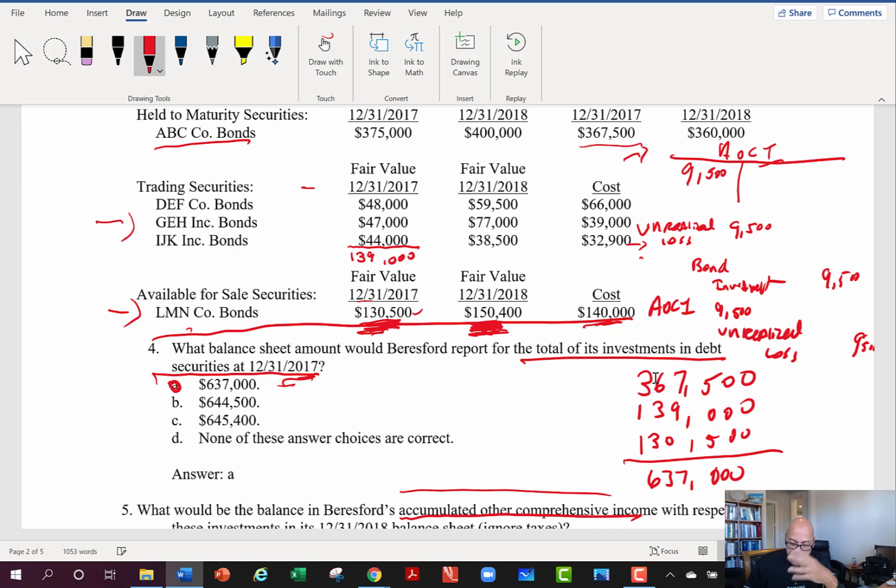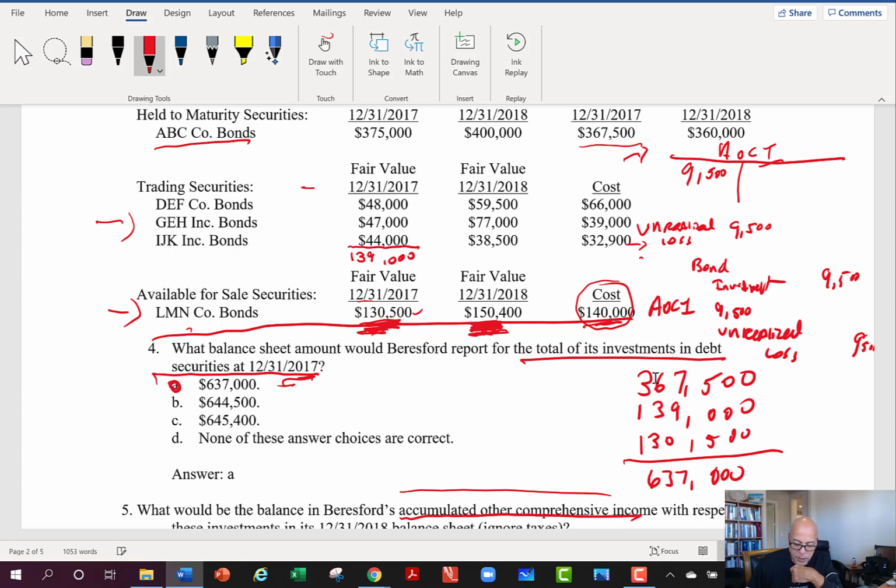And I'm going to analyze this and see what happens. I'm going to go through and analyze it over the couple of years that are related to this available for sale security. So they buy the security. I'm not sure exactly when they bought it, but I'm just assuming they bought it in 2017 at a cost of 140, and then it turns out that at the end of 2017 this thing has fallen in value.